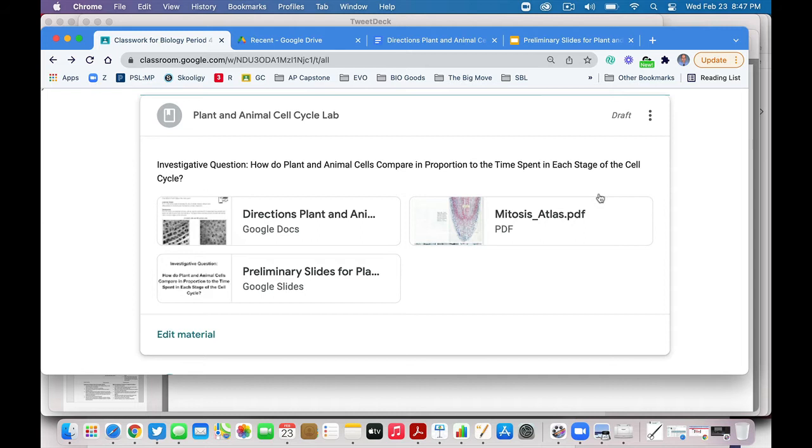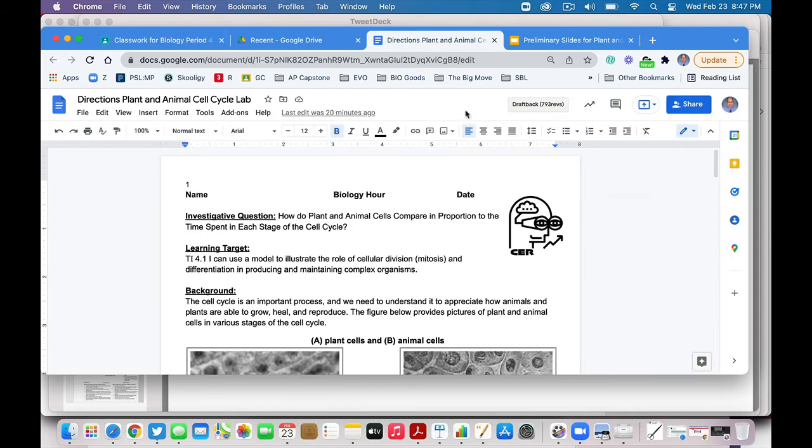If you want to download it, then you have to go through the 3 dots in the upper right-hand corner, open it in a new window, and then download it that way. Or you can just use it in the Drive window. You will have a hard copy of the directions. And then the preliminary slides, those are the ones that I'm using for giving you directions. So the directions look like this.